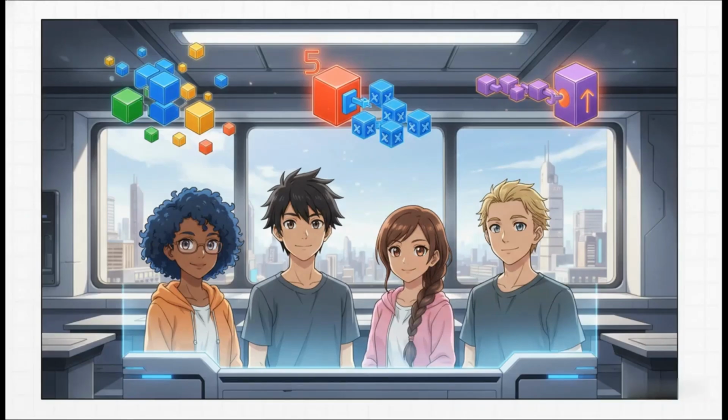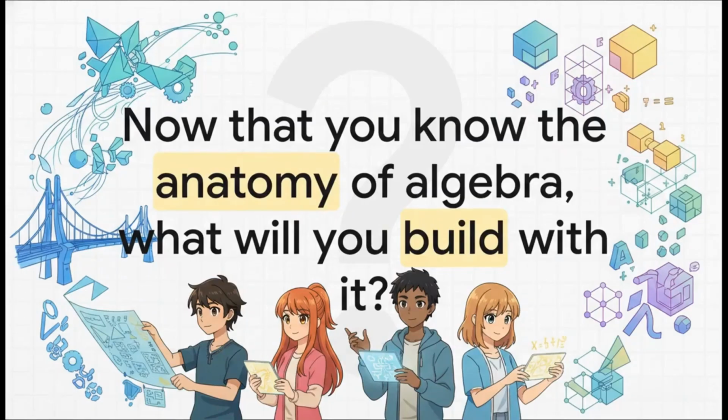So let's do a quick recap of the code we just unlocked. We've got factors. Those are the basic ingredients being multiplied. We have coefficients. That's the number out front telling us how many. And we've got exponents, the awesome shorthand for repeated multiplication. And that really brings us to the main point. Algebra isn't just about finding what x is. It's a language. It's a tool for describing patterns and for building new things. So the real question isn't just, do you get it? It's, now that you know the basic anatomy, what are you going to build with it?